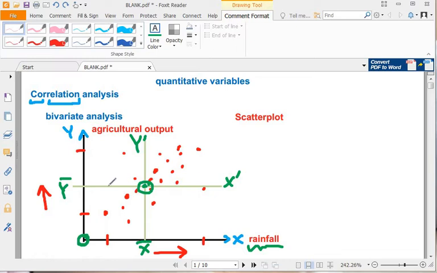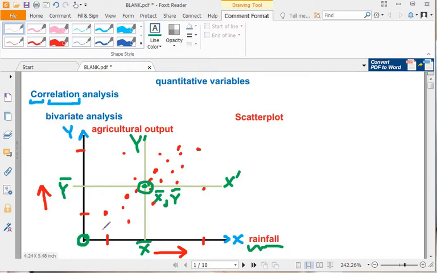And then you draw a horizontal axis across y bar and a vertical axis across x bar. What that does is it shifts the origin of the data set to the point x bar comma y bar. So this point essentially is x bar comma y bar. That is simple to understand. So we have the shifted origin to x bar comma y bar.